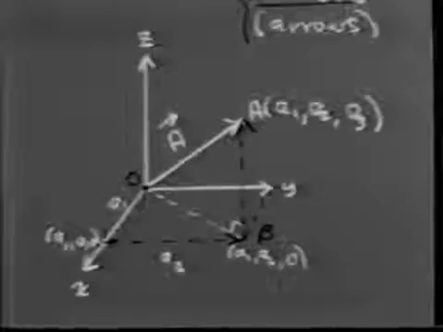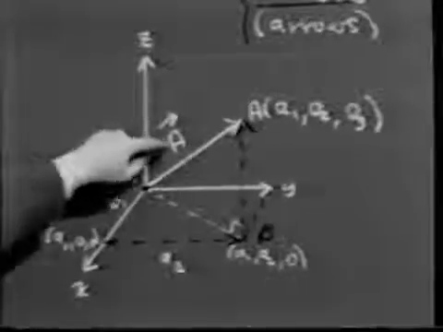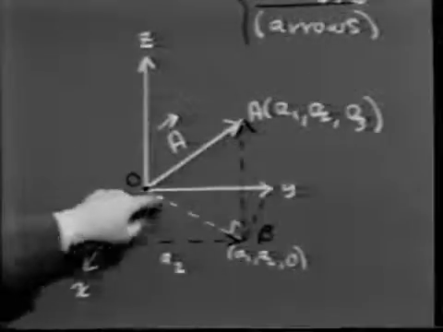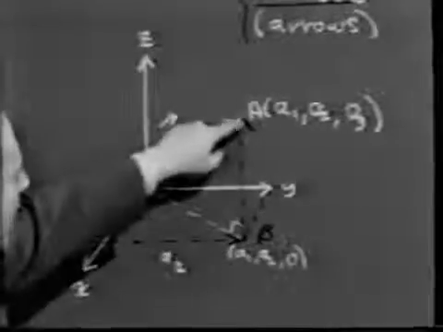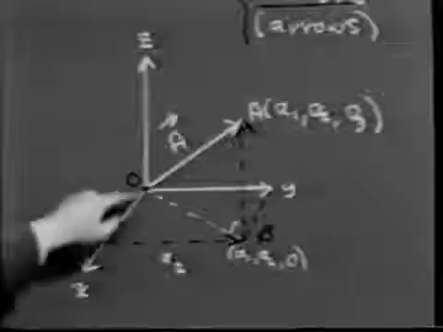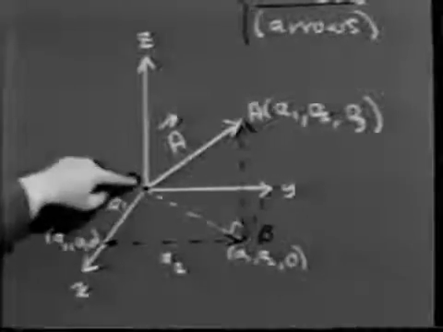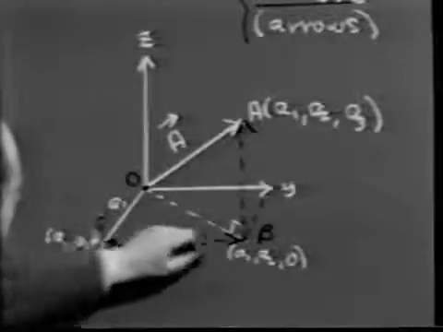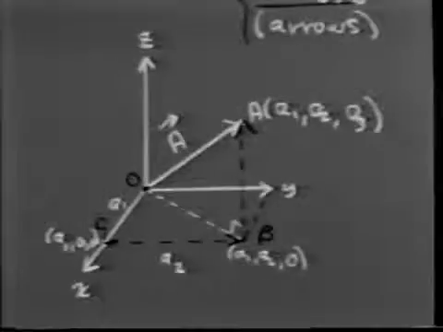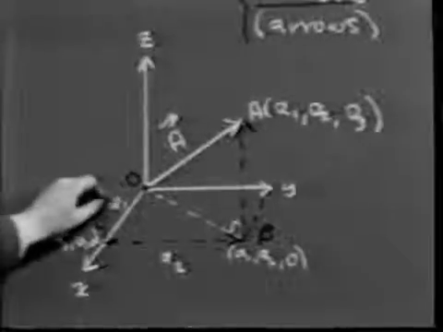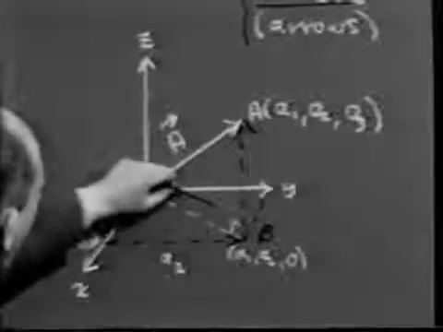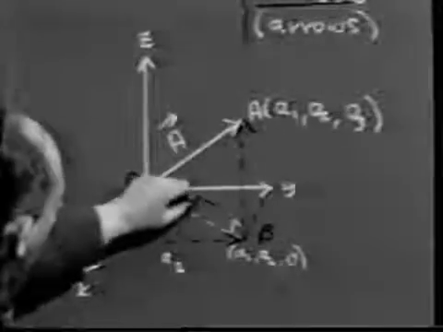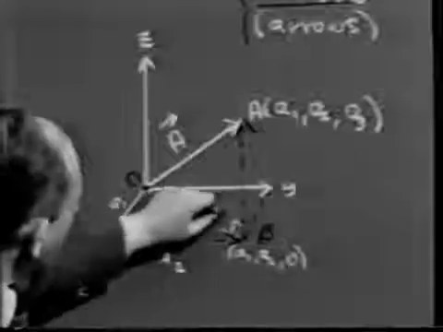Therefore, by the Pythagorean theorem, the magnitude of A will be the square root of the square of the magnitude of OB plus the square of the magnitude of AB. On the other hand, notice that OCB is also a right triangle. So by the Pythagorean theorem, the length of OB is the square root of A1 squared plus A2 squared.